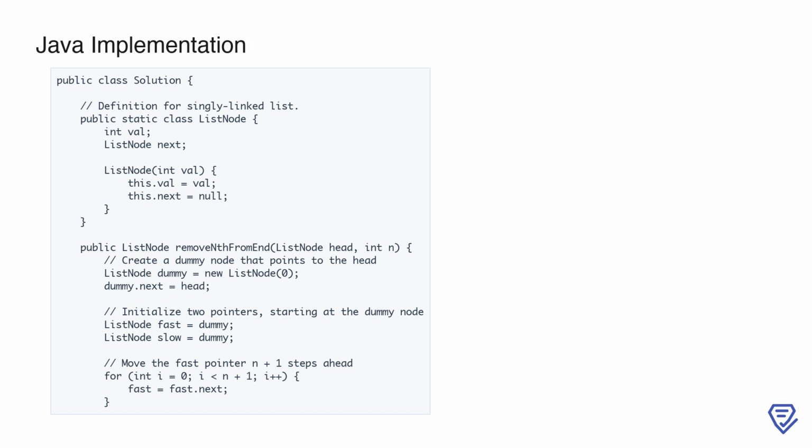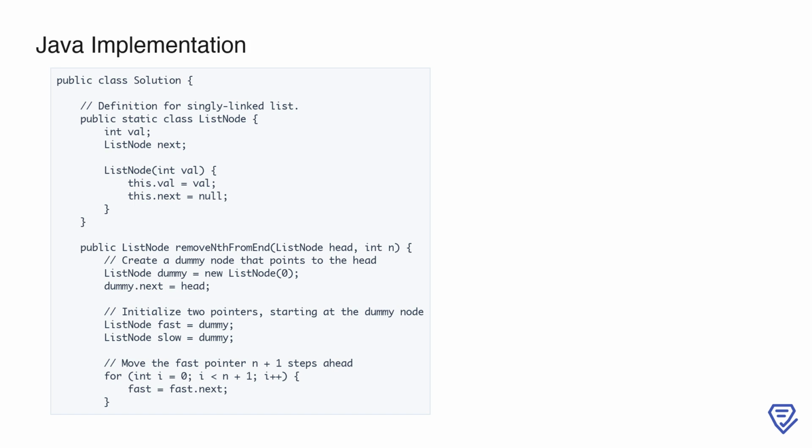Here, we start by defining our list node class, which represents a node in a singly linked list. Each node contains an integer value, val, and a reference to the next node, next. The constructor initializes the node's value and sets the next pointer to null. Now, in the remove nth from end method, the goal is to remove the nth node from the end of a given linked list. To make the implementation straightforward, we create a dummy node with a value of 0 that points to the head of the list. This dummy node simplifies edge cases, such as when the head itself needs to be removed.